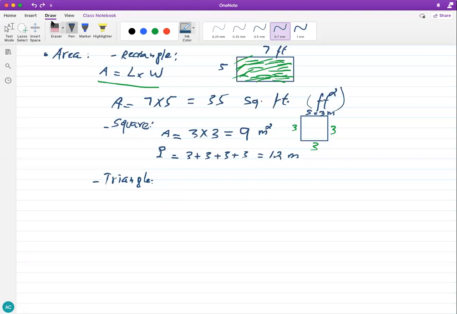Is the area squared? That's right. The area always squares the unit, whatever the unit is, it's got to be squared. The perimeter, don't square it, just write meters.